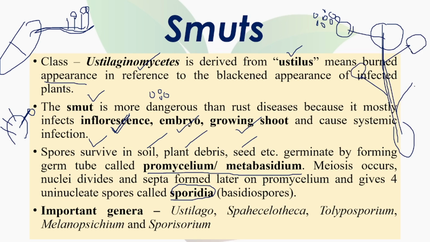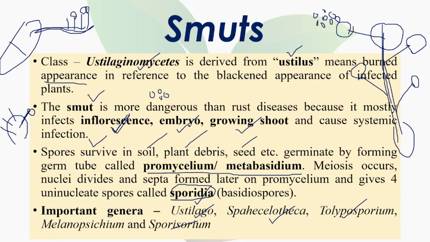Those are all generally called sporidia. Sporidia equal basidiospore. You can also remember it as a basidiospore, but generally the spores produced by the smuts are called sporidia. Okay, the sporidia is basidiospores only. The important genera under the smuts are Ustilago, Sphacelotheca, Tolyposporium, Melanopsichium, and Sporisorium.